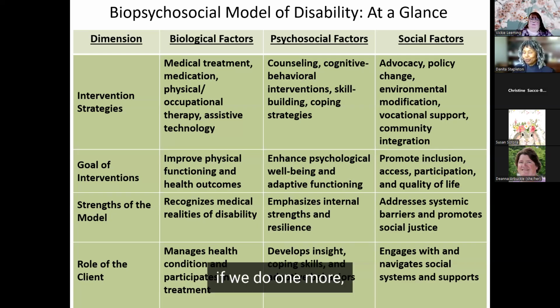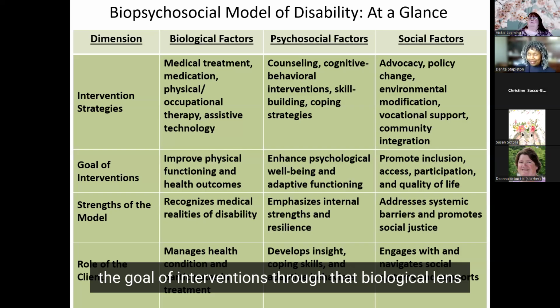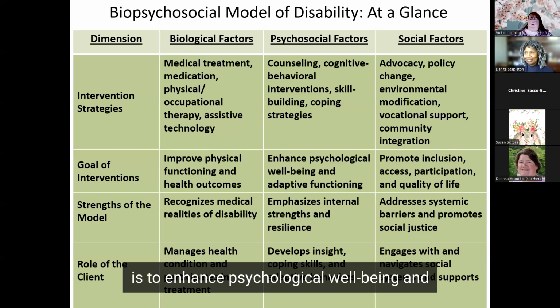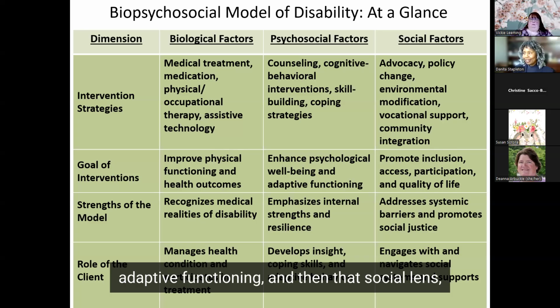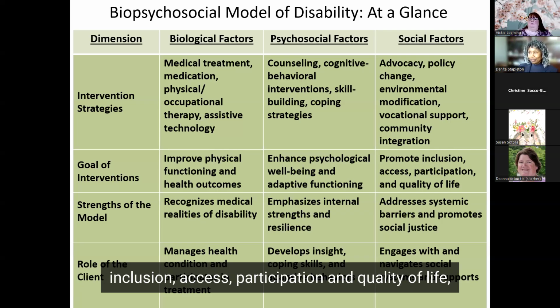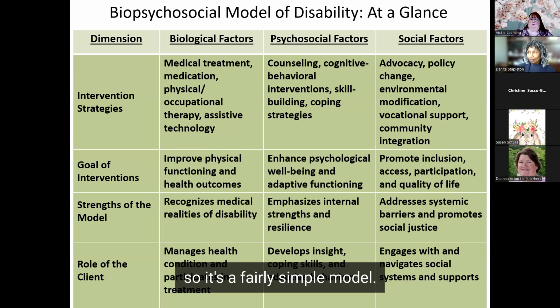If we'll do one more, the goal of interventions through that biological lens is to improve physical functioning and health outcomes. Through the psychosocial lens, it is to enhance psychological well-being and adaptive functioning. And then if we look at interventions through that social lens, the goal is to promote inclusion, access, participation, and quality of life. So it's a fairly simple model.